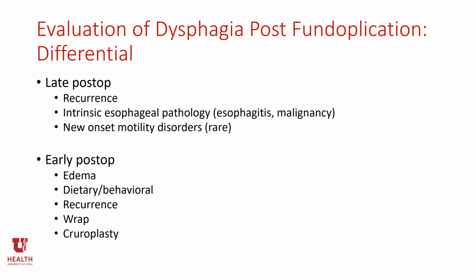Early postoperatively, it's a little bit more complicated. 99 times out of 100, it's edema at the cruroplasty and the esophagus and the wrap, and it will resolve. Sometimes dietary behavior can play a role. I'll never forget my patient that ate 3 slices of pizza a week out from his Nissen and then called the office because that was problematic. Anatomic problems can also be factors though. So it's important to have early post-op recurrence in your differential, misconstruction of the wrap, problems with the cruroplasty.